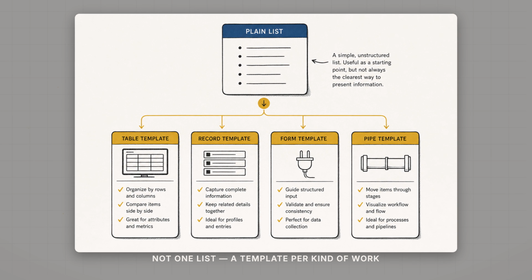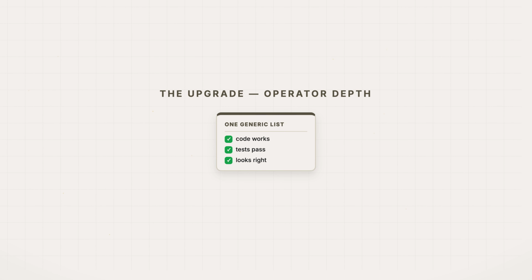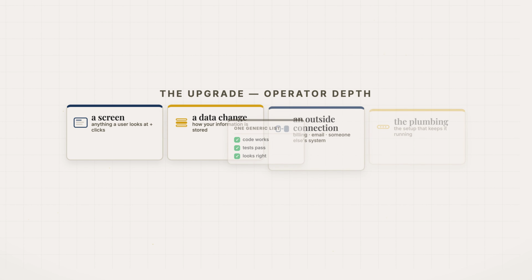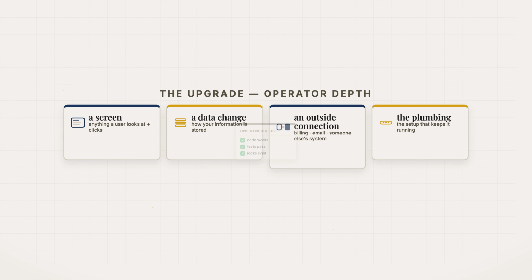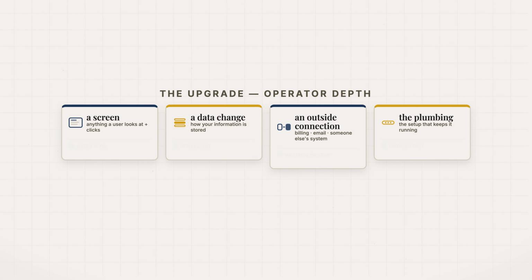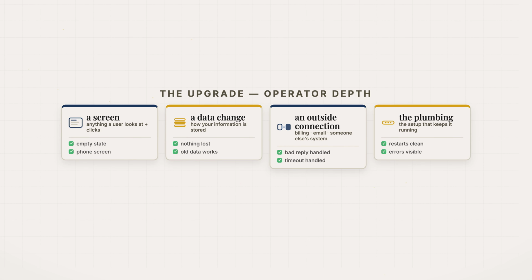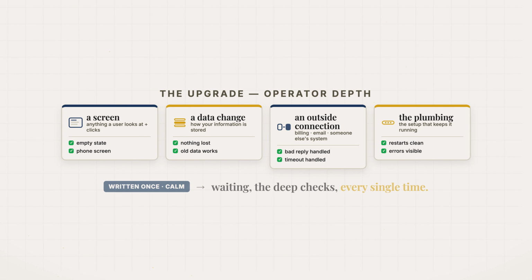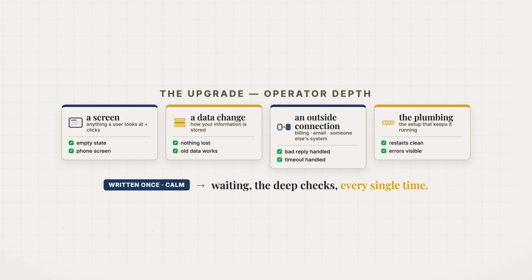At operator depth, a definition of done isn't one list you reuse for everything. It's a small set of templates, one per kind of work, and each one already knows where that kind of work tends to break. You build a feature, you reach for the template that matches it, and the deep, specific checks are already sitting there waiting. You're not trying to remember, at the end of a long build, every way a database change can bite you. You wrote that down once, when you were calm and thinking clearly, and now it shows up every single time.